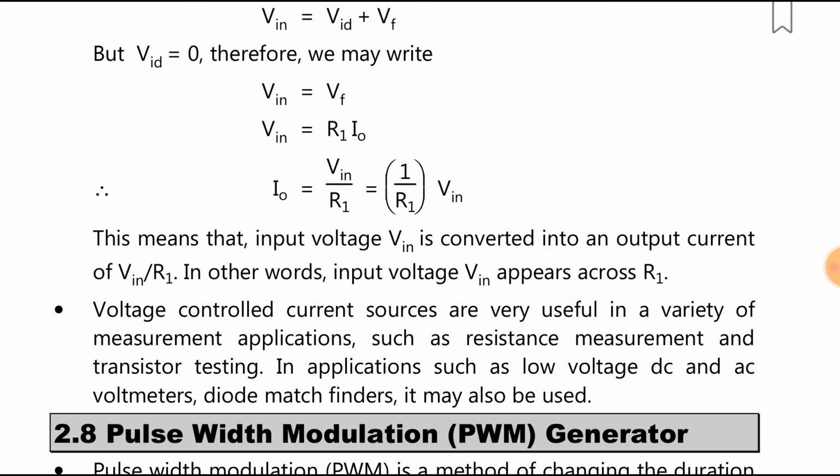Now, voltage controlled current sources are very useful in a variety of measurement applications such as resistance measurement and transistor testing. It may also be used in applications such as low voltage DC and AC voltmeters and diode match finders.